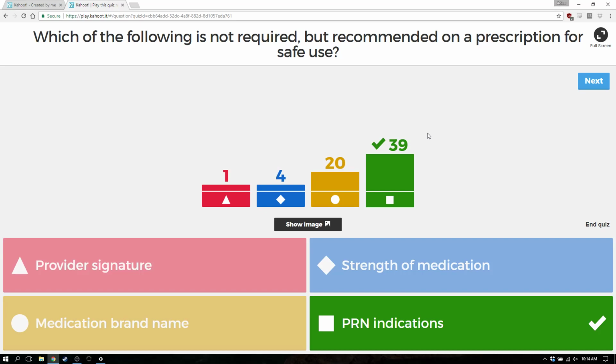How about medication brand name? Not required. And usually you don't necessarily need it for safe use, because if you say metformin, or metformin extended release, we'll know specifically what you're talking about. So oftentimes brand names are not included on many prescriptions.